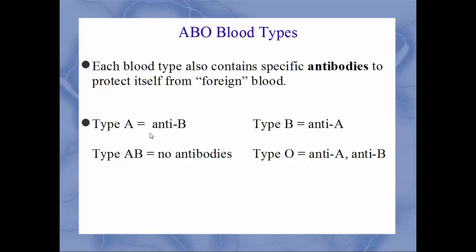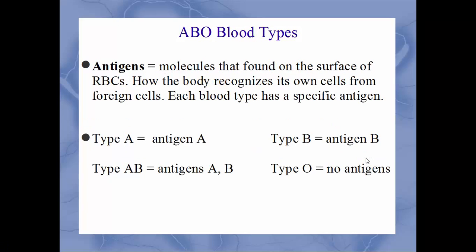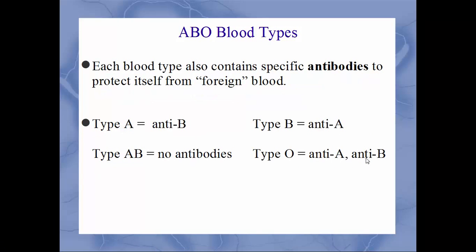Type A blood has anti-B antibodies. Type B blood has anti-A antibodies. Type AB has no antibodies at all. And type O blood has anti-A and anti-B antibodies. So don't confuse this antigens list with this antibodies list. Very often confused.